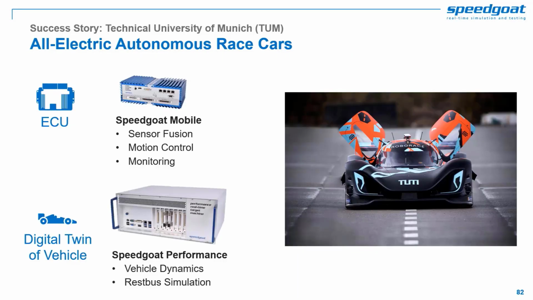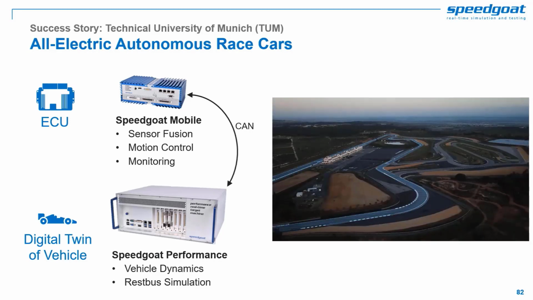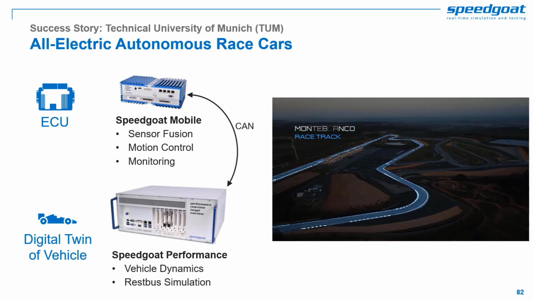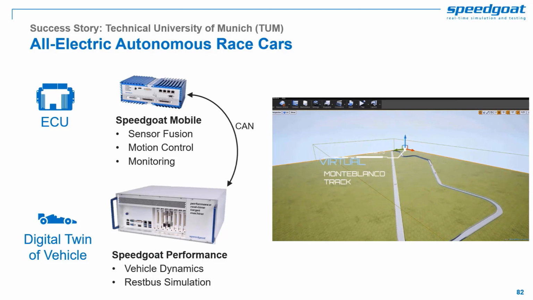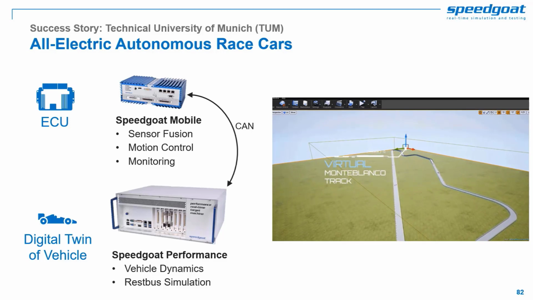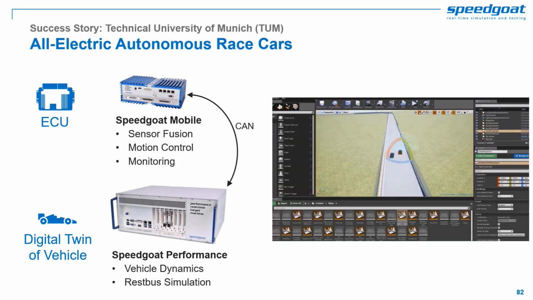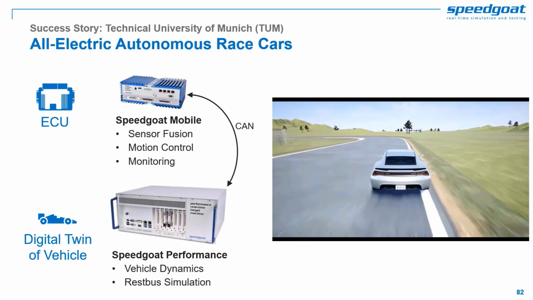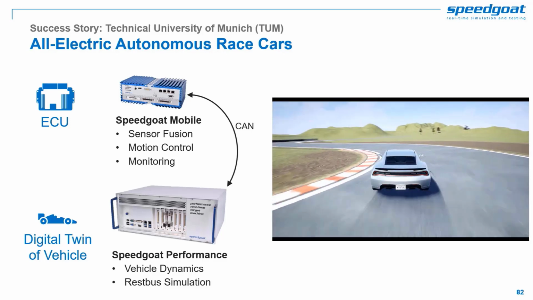They decided to model a complete virtual vehicle digital twin which runs in real time on the second Speedgoat target machine. The data exchange between the two machines uses the same CAN interface as on the real car. This means that the ECU doesn't see the difference between the real vehicle and the digital twin. Furthermore, the team created a virtual representation of the racetrack from sensor data. Co-simulation of Simulink Real-Time with the Unreal Engine for visualization enabled fully virtual testing of the complete software stack for sensor fusion and motion control in real time.